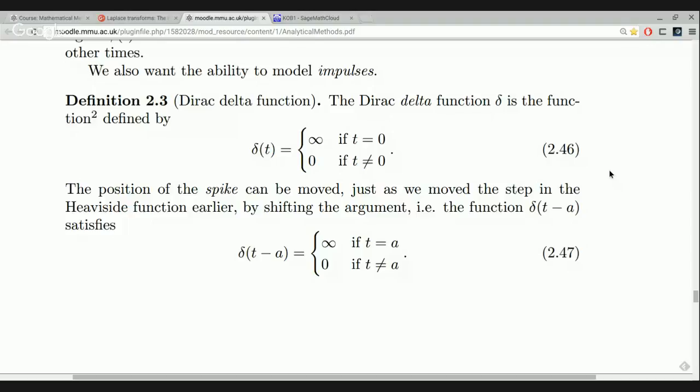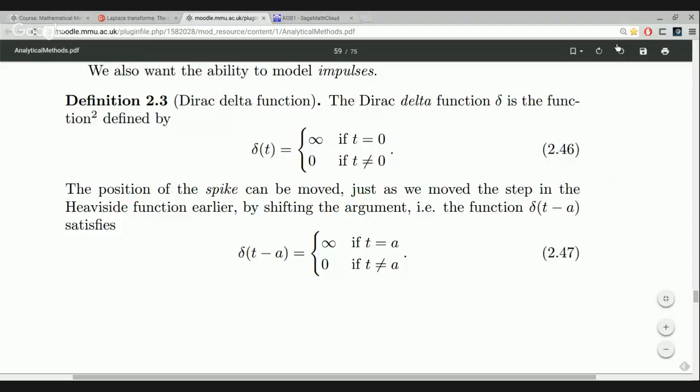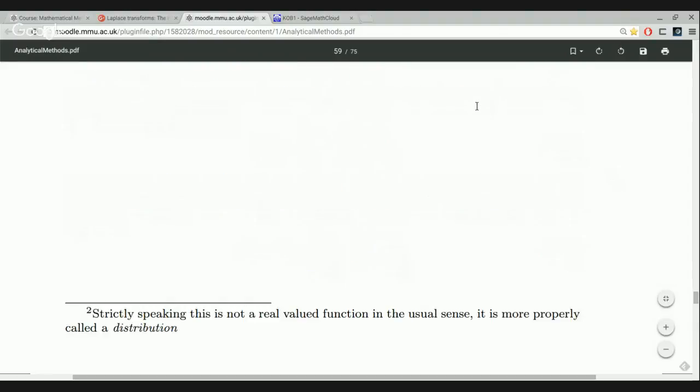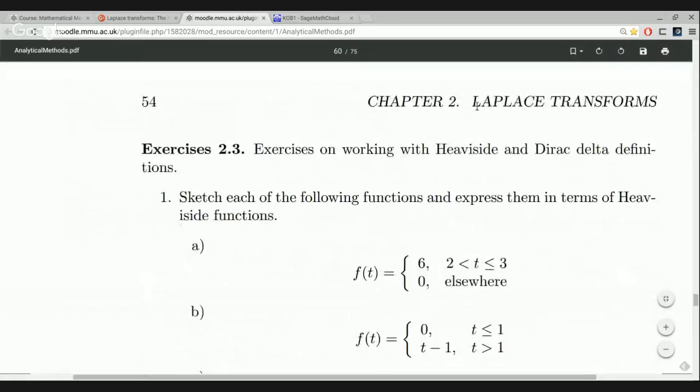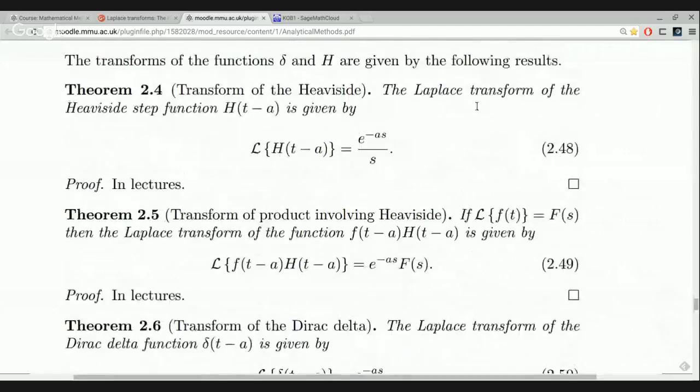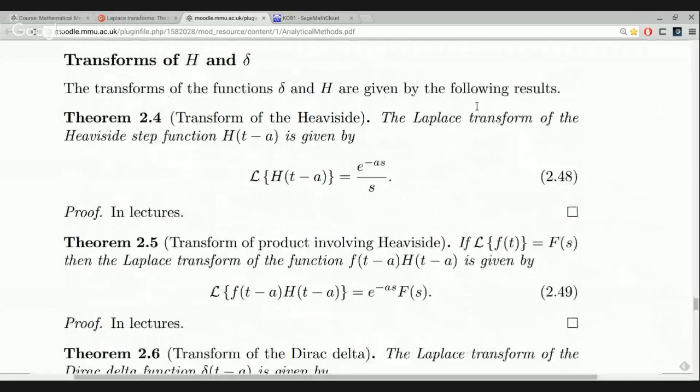And that's the answer we need. e to the minus sa over s, isn't it? So the two minus signs cancel. And we do indeed get e to the minus as over s, as required. Okay, so that's a proof of that result. So we can take the Laplace transform of the Heaviside function without too much trouble.